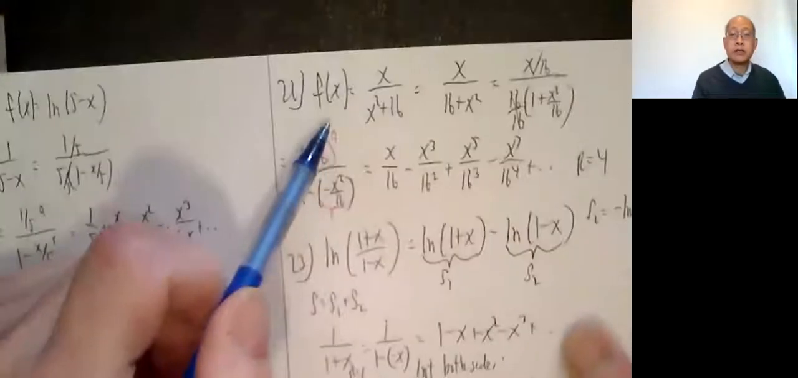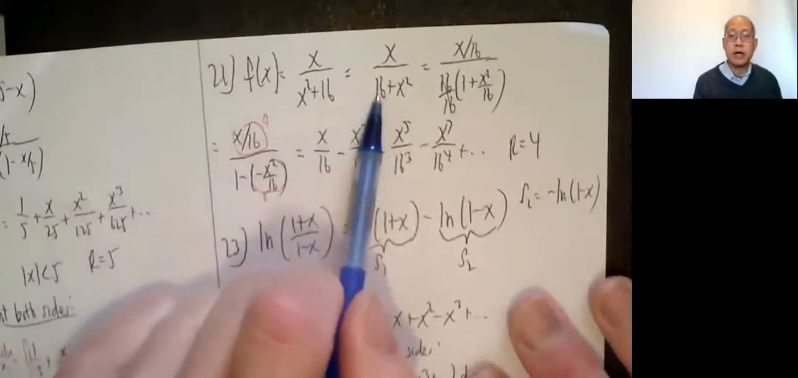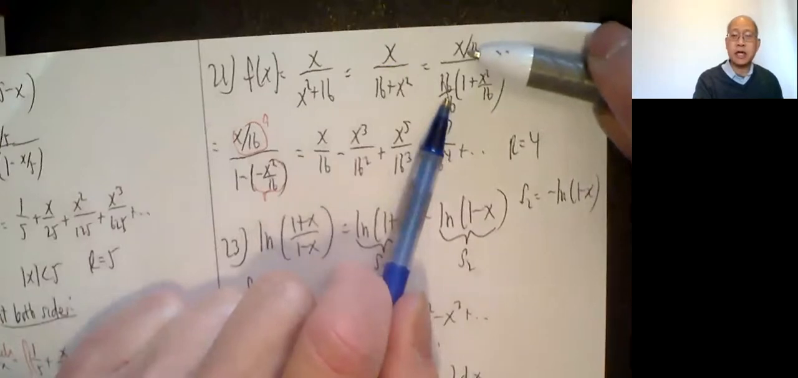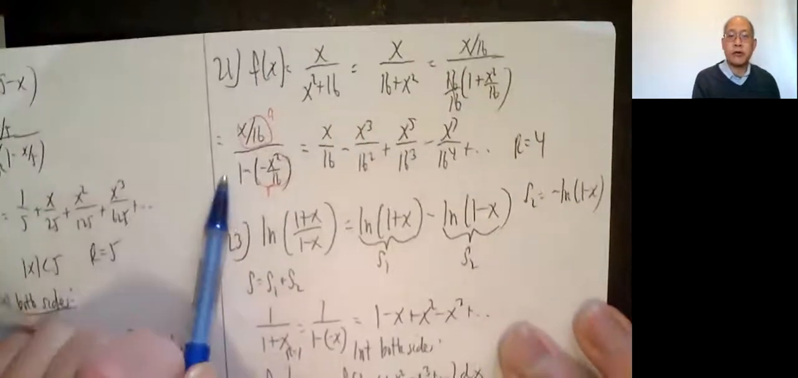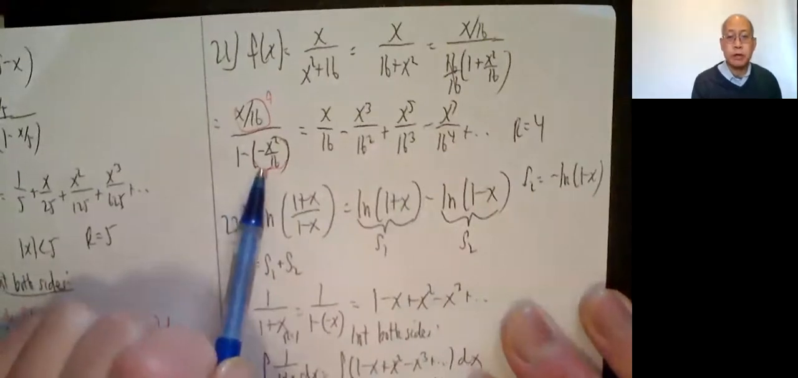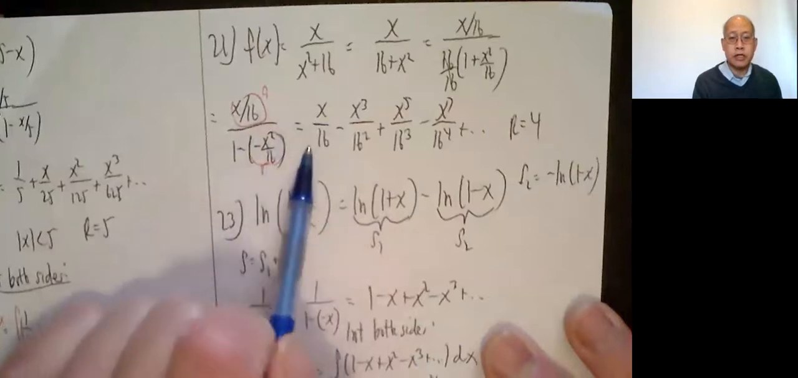Okay, 21. Turn this around. 16 plus x squared. Factor out the 16. Right, so we've seen that now. It's 16 times (1 plus x squared over 16). Divide top and bottom by 16. So x over 16 over 1 minus (negative x squared over 16). Okay, so that's my a. That's my common ratio.